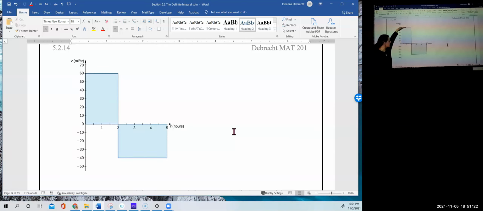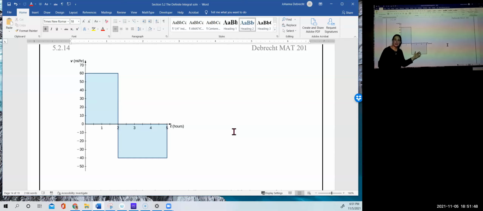So it's positive velocity for 2 hours. So that would give me a distance traveled of 120 miles. And that distance would be the displacement during the first 2 hours. In the next 3 hours, however, it drives in the opposite direction. I know because velocity is below the axis. So it's driving the opposite direction at 40 miles per hour for 3 hours.